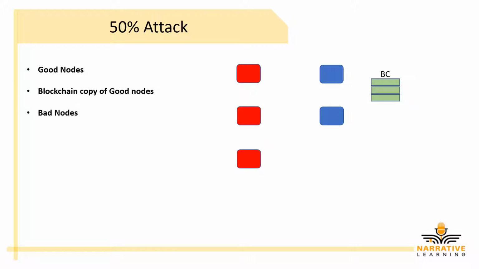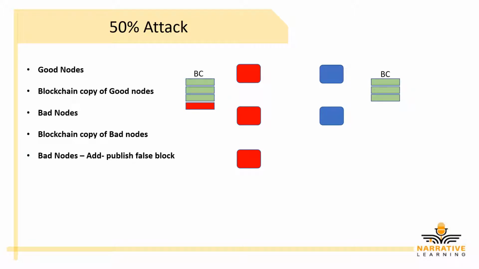The red nodes are the bad nodes with malicious intentions, and they have a valid copy of the blockchain as well. The bad nodes then publish a malicious block to the network, and synchronously do that with all the local blockchains of the bad nodes. This will in return publish the same block to all the nodes in the network.